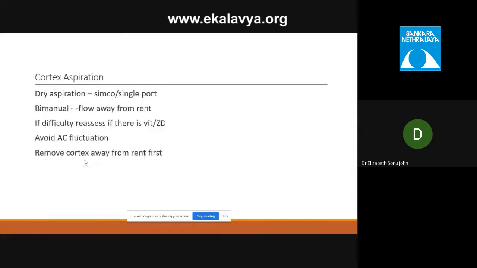Now, cortex aspiration. You can either do a dry aspiration with a Simcoe or a single port. For this, you can infuse Visco into the anterior chamber, and then without any irrigation with the Simcoe cannula, you remove the cortex. Just hold the cortex and remove it. And in phaco, you can use the bimanual with the flow away from the rent with a low irrigation, bottle height low. And if during cortex aspiration you find that it is difficult, you reassess.